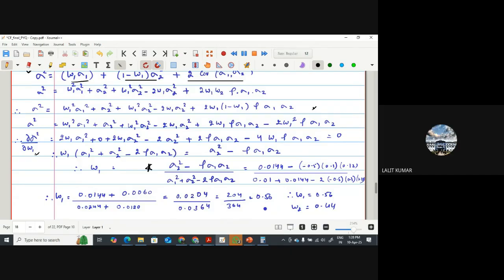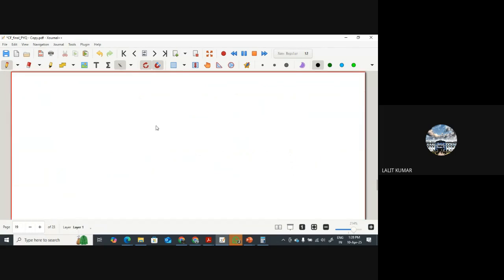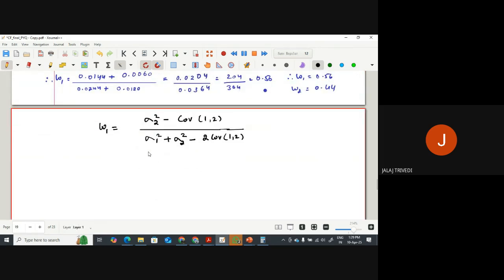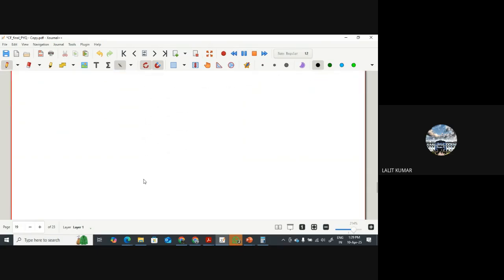So I'll give you the small formula for this. W1 is equal to sigma 2 square minus covariance of 1 and 2, divided by sigma 1 square plus sigma 2 square minus 2 into covariance of 1, 2. This formula also you can use. Jalaj, is this the correct formula? Yeah, sir, it's clear. And for W2, it is 1 minus W1. W2 is straight 1 minus W1.